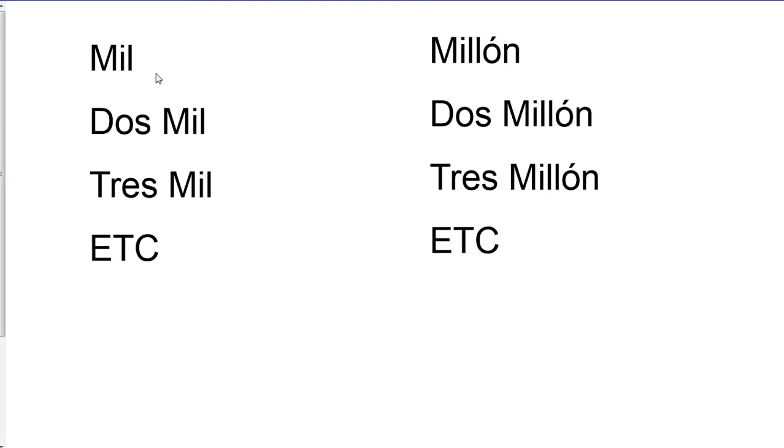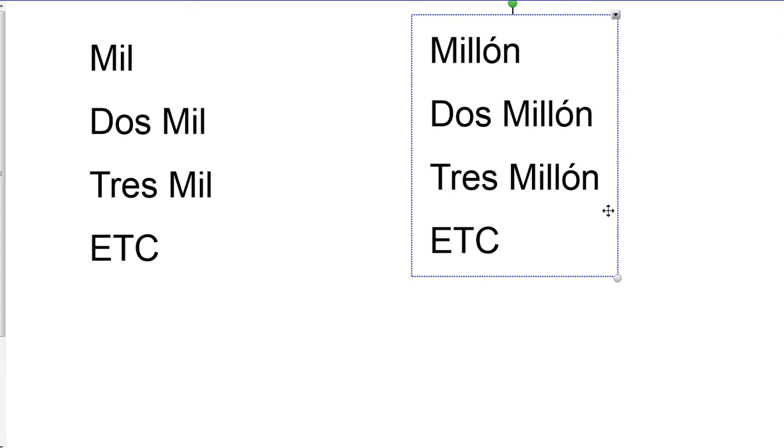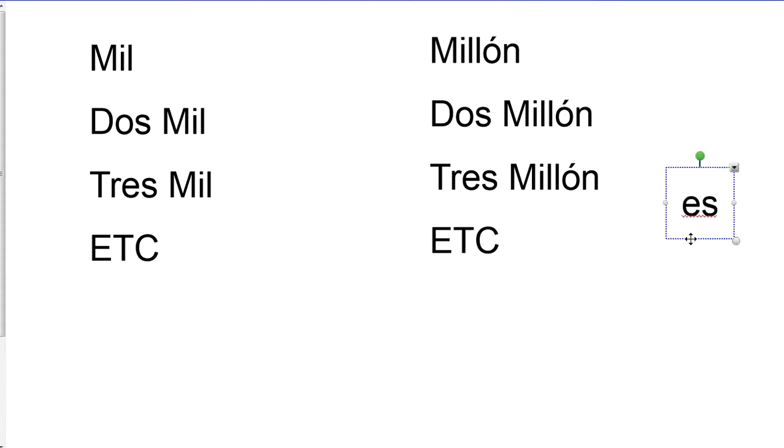Higher than this, mil means 1,000. So this would be dos mil, 2,000, tres mil, 3,000, and etc. Once you get to 1,000,000, eventually, it's going to be millón, un millón. 2 million would be dos millones, tres millones, etc. Just so you guys can see clearly, because dos is plural, it's going to be dos millones. 3 is plural, it's going to be tres millones.